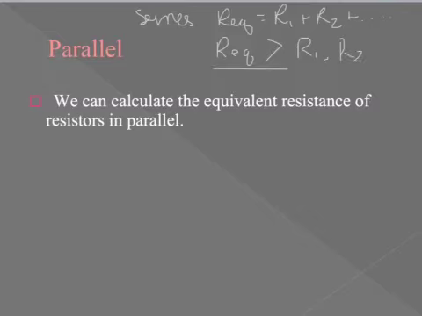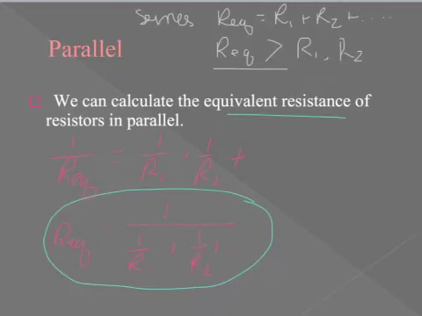Now if we look at resistors in parallel, the equation is 1 over our equivalent equals 1 over R1 plus 1 over R2 plus on for however many you have. If we solve for our equivalent, we end up with our equivalent equals 1 divided by 1 over R1 plus 1 over R2 plus any of the others. This is the equation we can use to solve for the equivalent resistance of resistors in parallel.